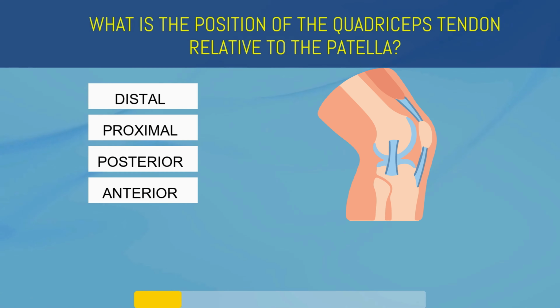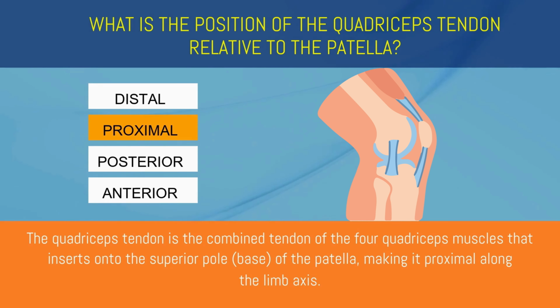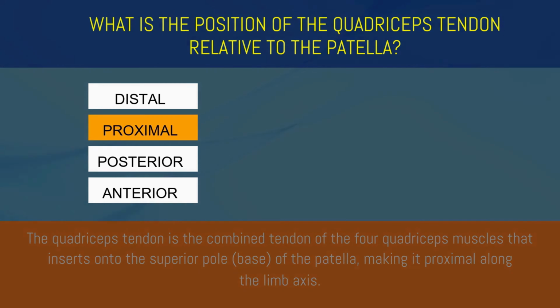What is the position of the quadriceps tendon relative to the patella? Distal, proximal, posterior, or anterior? Proximal. The quadriceps tendon is the combined tendon of the four quadriceps muscles that inserts onto the superior pole of the patella, making it proximal along the limb axis.